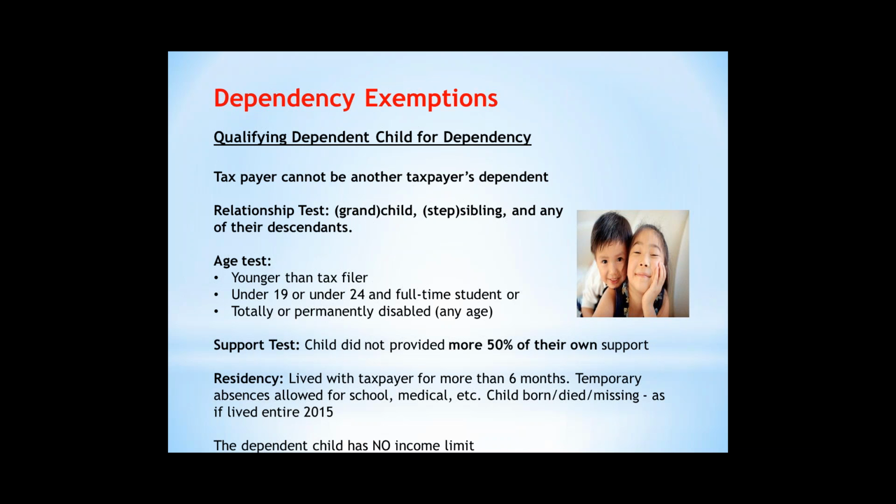They can't be considered a dependent just because you're providing half of their support. Also, if a person is totally and permanently disabled, that definitely qualifies them. They don't have to submit to any sort of age test. There's also the support test. A child can't provide half of their own income. So if they provide half of their own income or more than that, then they can't be claimed as a dependent on the taxpayer's tax return.